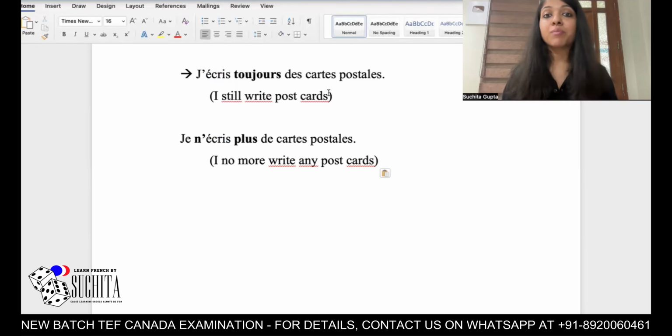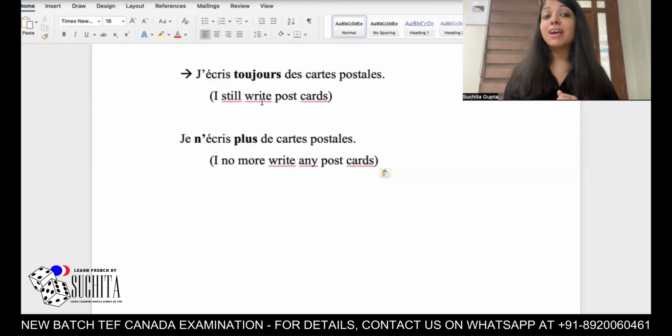Again, I did the same thing. There was an indefinite article over here, which was des. This was an indefinite article. Now, I changed that indefinite article into de, which I explained in the first part. Okay. Je n'écris plus de cartes postales because the quantity finishes. Basically, when you negate a sentence, the quantity finishes.